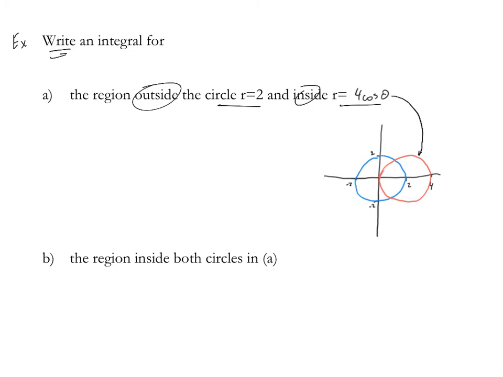So r equals 4 cosine theta is this red circle here. r equals 2 is our circle of radius 2 centered at the origin. So if I'm going to shade the region that we're talking about, outside of the circle centered at the origin, inside of the other circle, we're talking about this region right here. Okay, so we need to set up a double integral that will use that shaded yellow area as its region R.